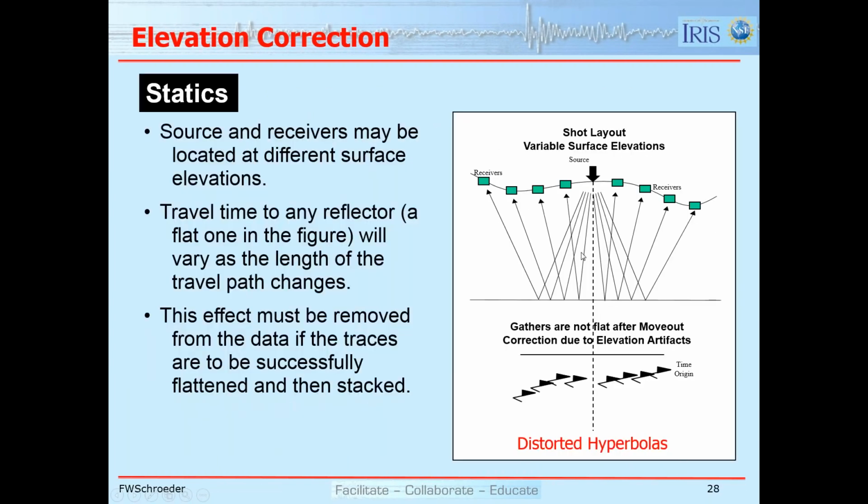If we're dealing with land data, then we may have to make a correction for elevation changes. As we look at shot receiver pairs, the elevation for the shot is going to vary if we have topography in our land survey area, and the elevation of the receiver can also change. And so if we don't correct for that and the shot and the receivers vary in elevation, it will distort our hyperbolas. So we won't see nice hyperbolic reflections.